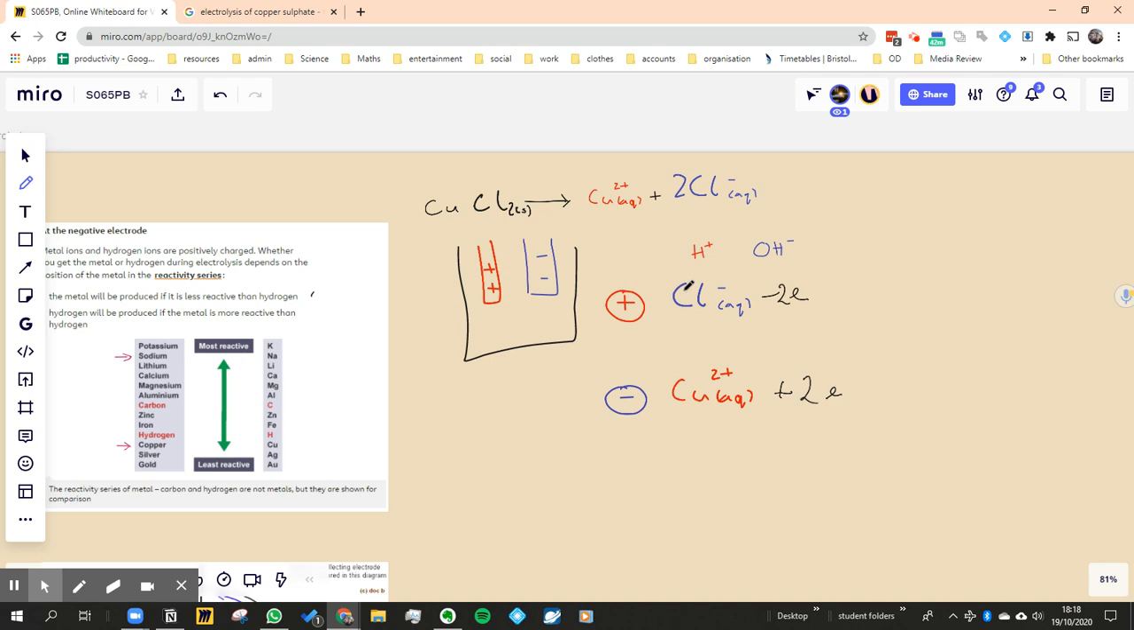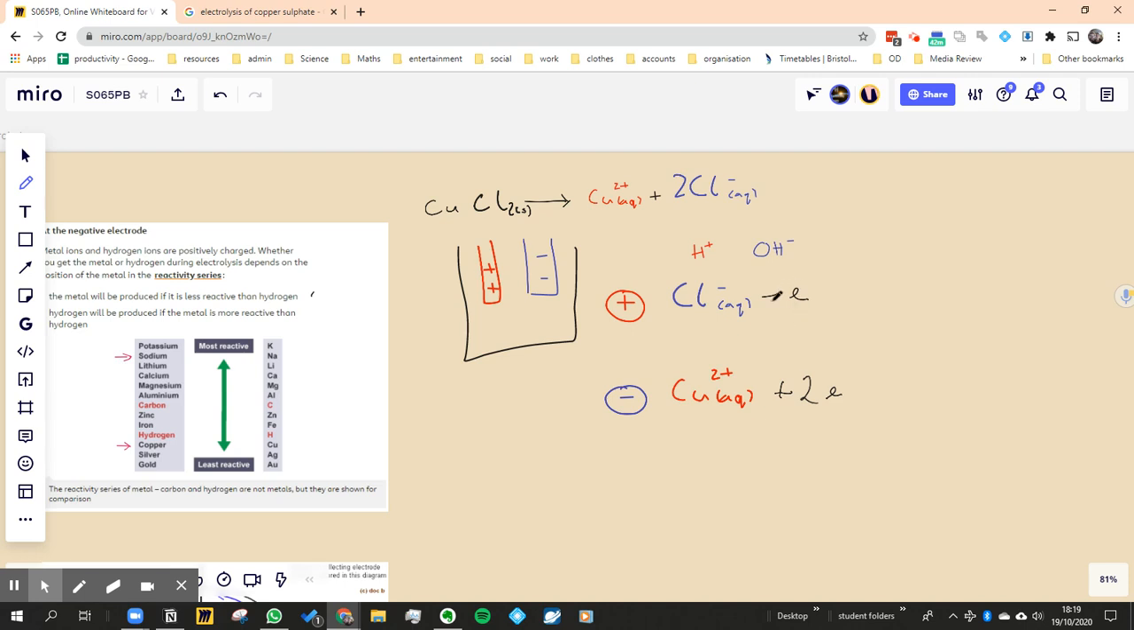Well, the copper is going to appear at the negative electrode, and the chloride is going to appear at the positive electrode. The copper appears at the negative electrode because it's less reactive than hydrogen. If it was more reactive than hydrogen, it's the hydrogen that appears. So it's the less reactive of the two that is what appears at that electrode, basically.